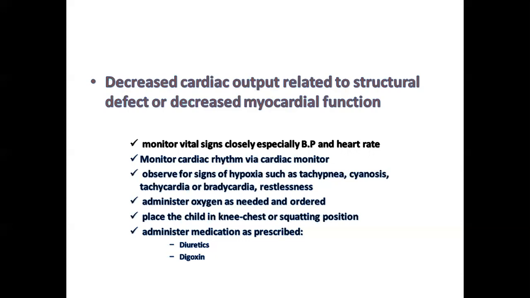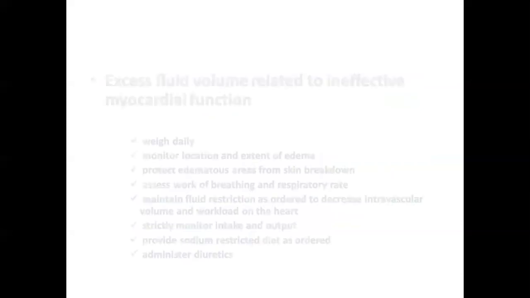So what do we have to do? We have to monitor the vital signs, particularly BP and pulse rate or heart rate. Second, we want to see the cardiac rhythm. Third, check for hypoxia: tachypnea, cyanosis, tachycardia, bradycardia, restlessness. Then administer oxygen as needed and ordered. Then place the child in knee-chest position, which helps increase the cardiac output by bringing the circulation forward so that it becomes faster. Next, administer medication as prescribed, diuretics and digoxin, which support cardiac function as well as help the kidneys remove waste products and balance the electrolytes.